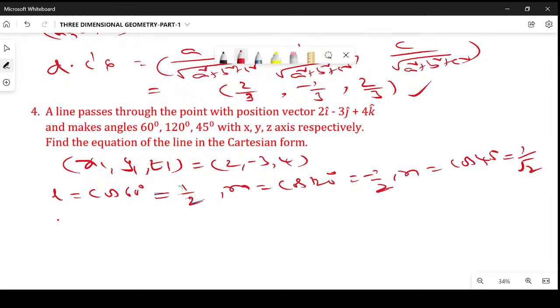To write the equation of the line, we know the direction ratios are 1 by 2, minus 1 by 2, 1 by root 2. So now the required line I can write, because direction ratios are proportional to direction cosines. Now the equation of the line I can write.